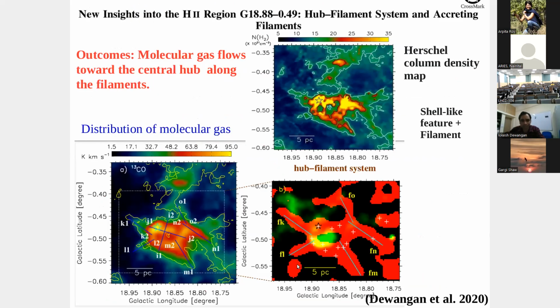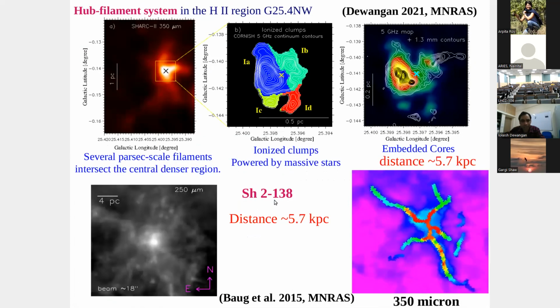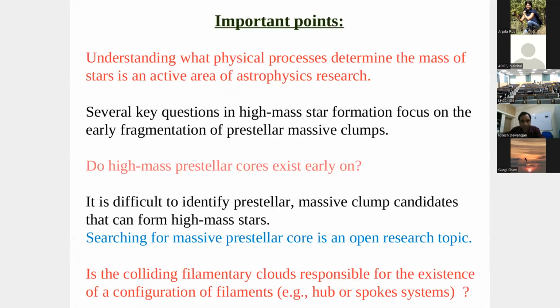And these are some of the regions. Because of the limited time, I'm not going into the details. So the most important point in the talk is that understanding what physical processes determine the mass of a star is an active area of astrophysics. Several key questions in high mass star formation focus on the early fragmentation of prestellar massive clumps.